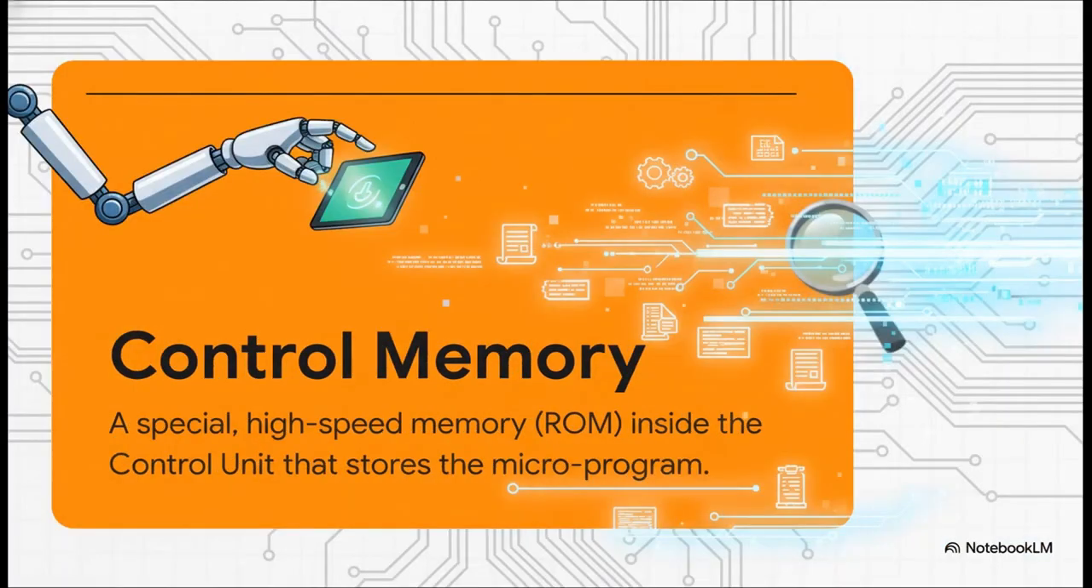And where do all these tiny instructions live? They're stored in a special, super fast little bit of memory right inside the control unit called, you guessed it, control memory. This is basically the software, the script for our little computer within a computer. And this is the game changer. Because it's software, you can change it. That's what gives this design its amazing flexibility.